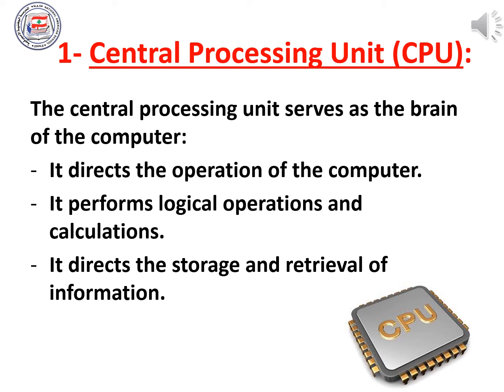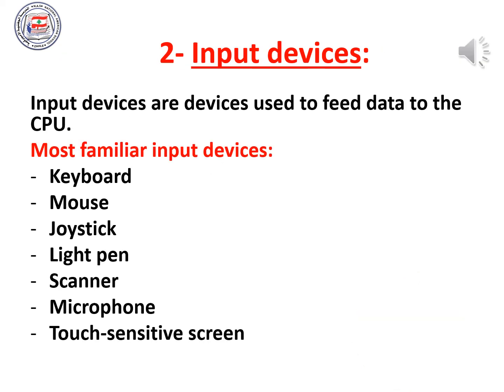First, the central processing unit, which is the CPU. The central processing unit serves as the brain of the computer. Why? First, it directs the operation of the computer. Then, it performs logical operations and calculations. And it directs the storage and retrieval of information. So it serves as the brain of the computer. It directs the operations, it performs the calculations and logical operations, and it directs the storage and retrieval of information. So it is a very important part in a computer.